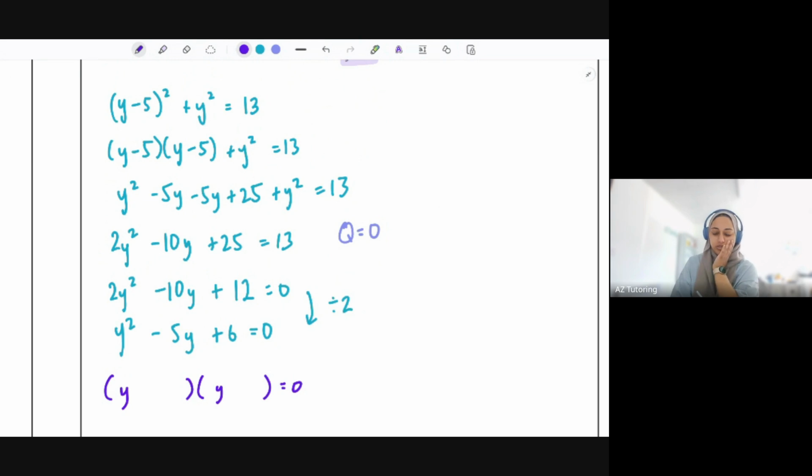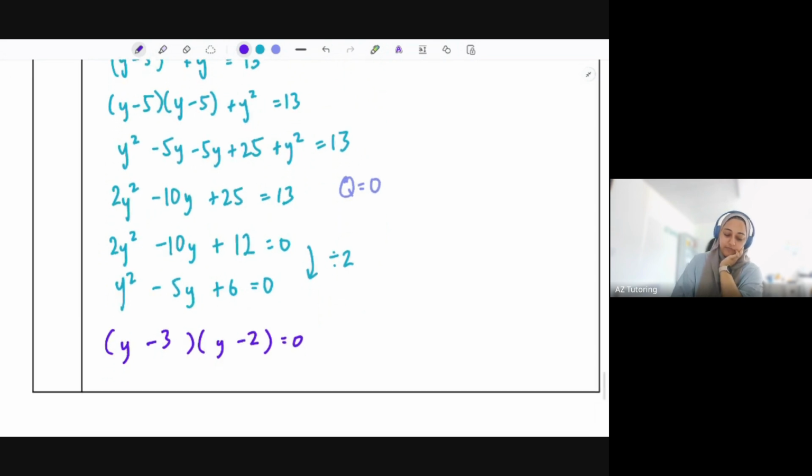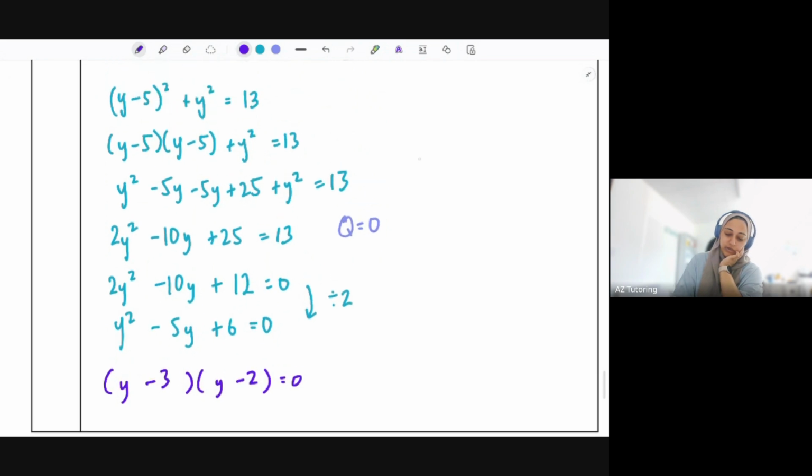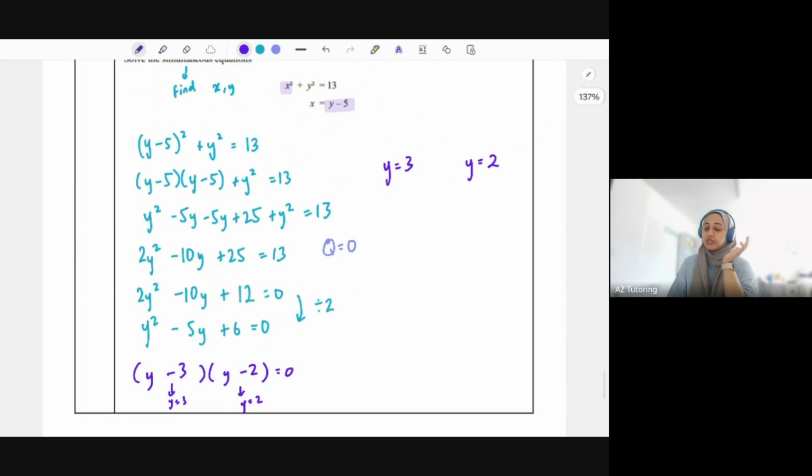Minus 6 minus 1, no, because that's not minus 5. Minus 3 minus 2. So minus 3 times minus 2 is 6, and minus 3 add minus 2 is minus 5. So therefore, y either equals 3, so the opposite sign, y equals 3, or y equals 2. So we've got our two answers to y.